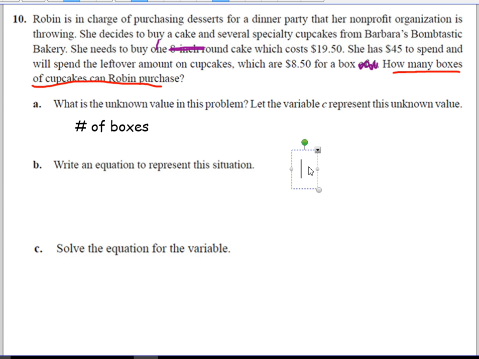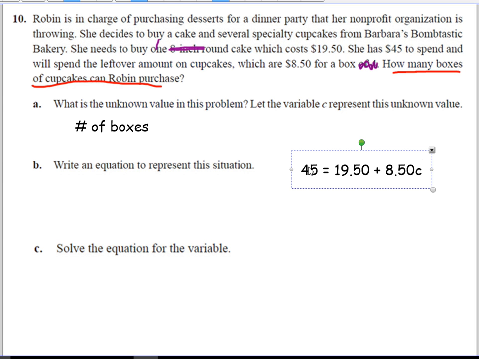So it says she has $45 to spend. So let's put that first. And we know the cake is going to cost $19.50. That's not changing. But what changes is how many boxes that she can buy. And each one of them costs $8.50. So we'll do plus $8.50 per box, so times C.